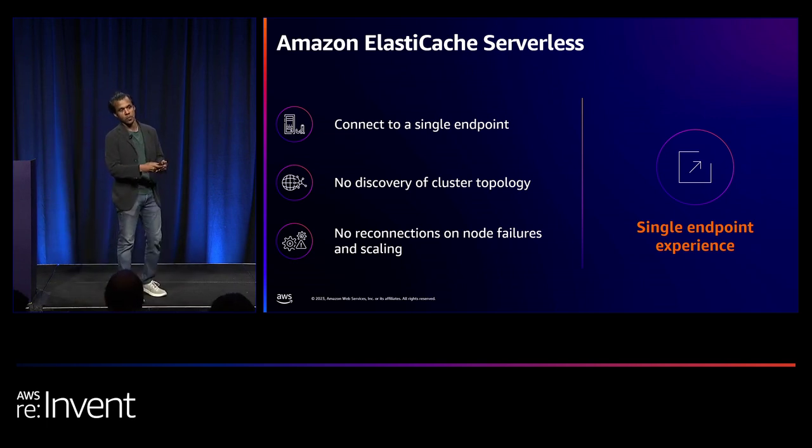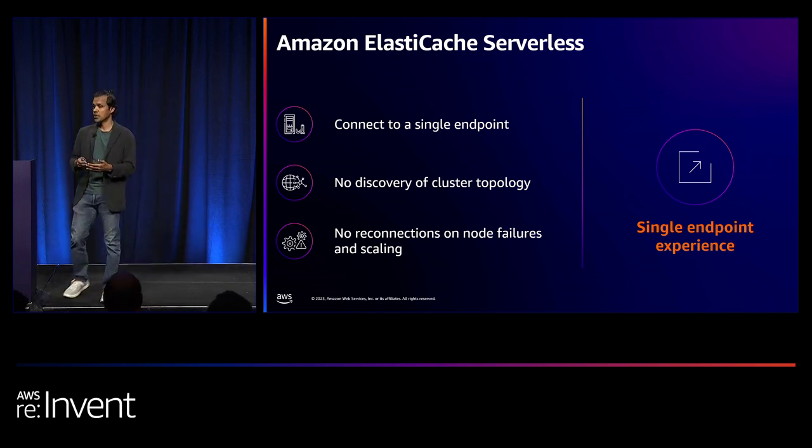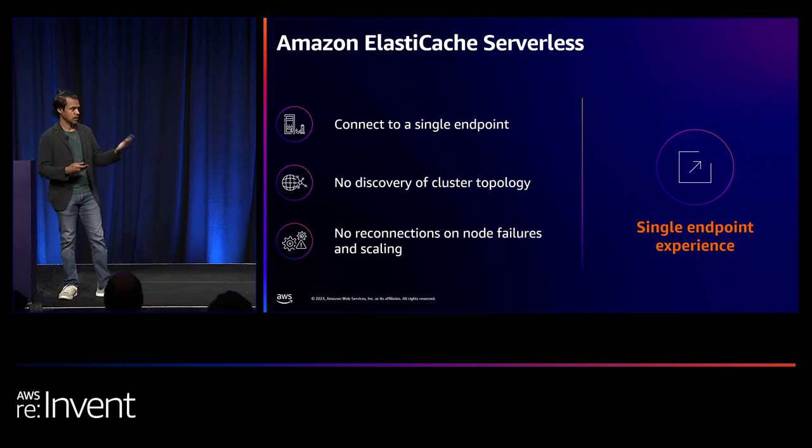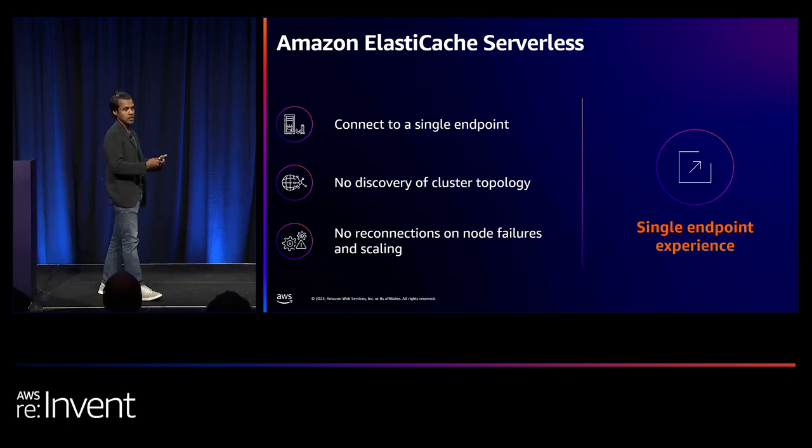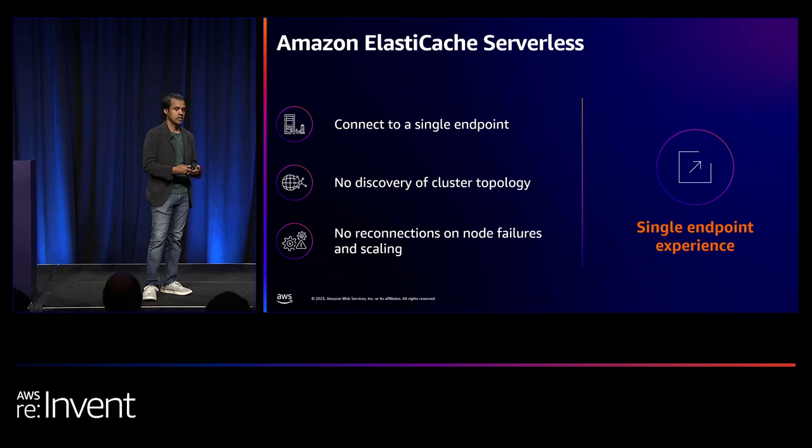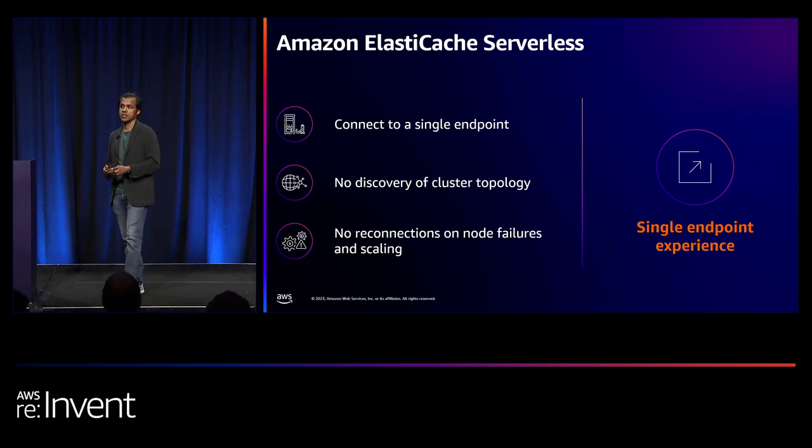You're not talking to multiple nodes at once. So now the client doesn't need to worry about cluster topology discovery at all. And the way we achieve this is through a new proxy layer, and we'll talk about that a little bit more in detail. There's a new proxy layer, which is a network load balanced fleet of proxy nodes that handles all incoming connections from your clients.